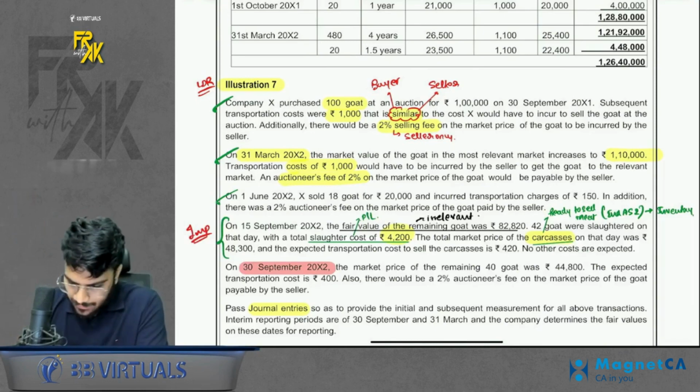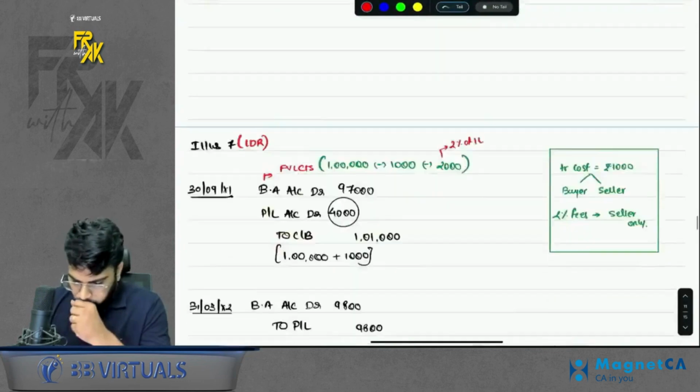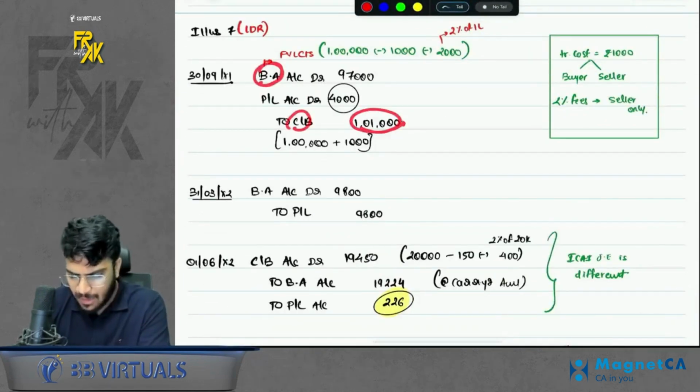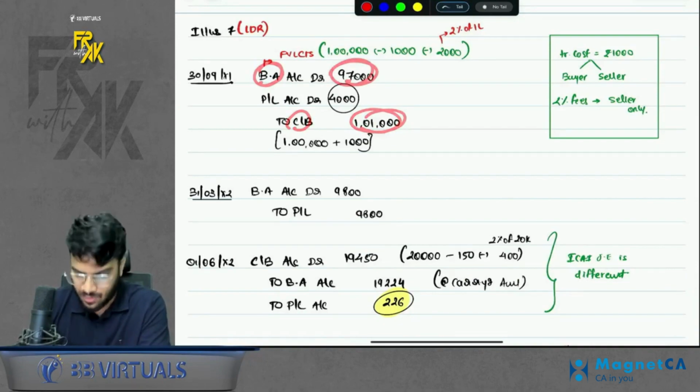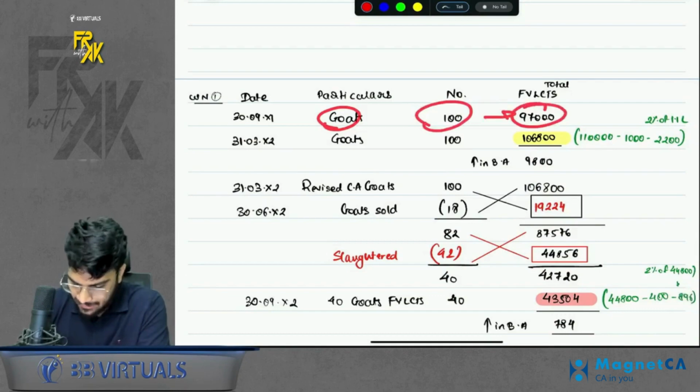Okay, sir. And there is a 2% selling fees incurred by the seller also. So what to do? On first day, we will record the entry biological asset to cash bank. This is the amount of cash bank. This is the amount of FVLCTS. Just record it. Also prepare a table below that for 100 goats we recorded at 97,000.